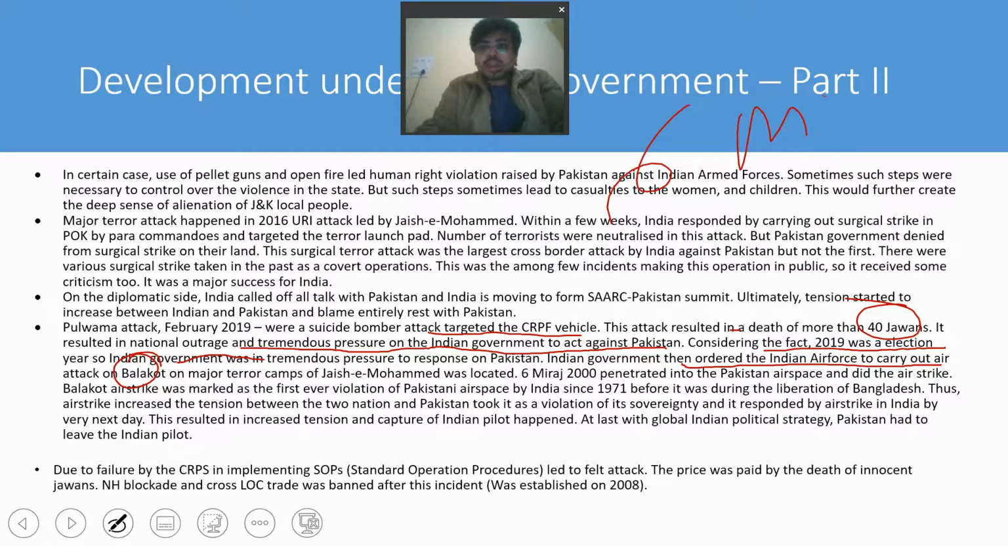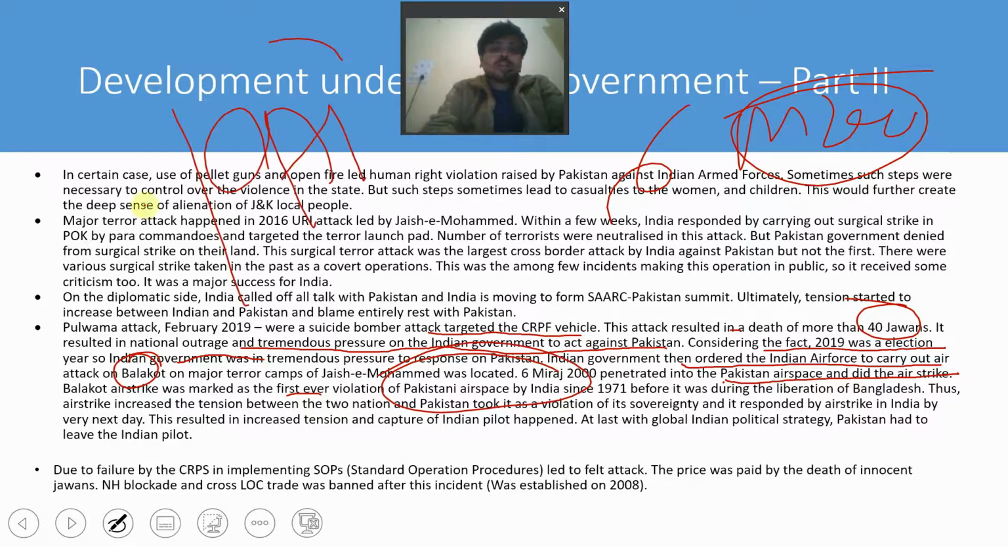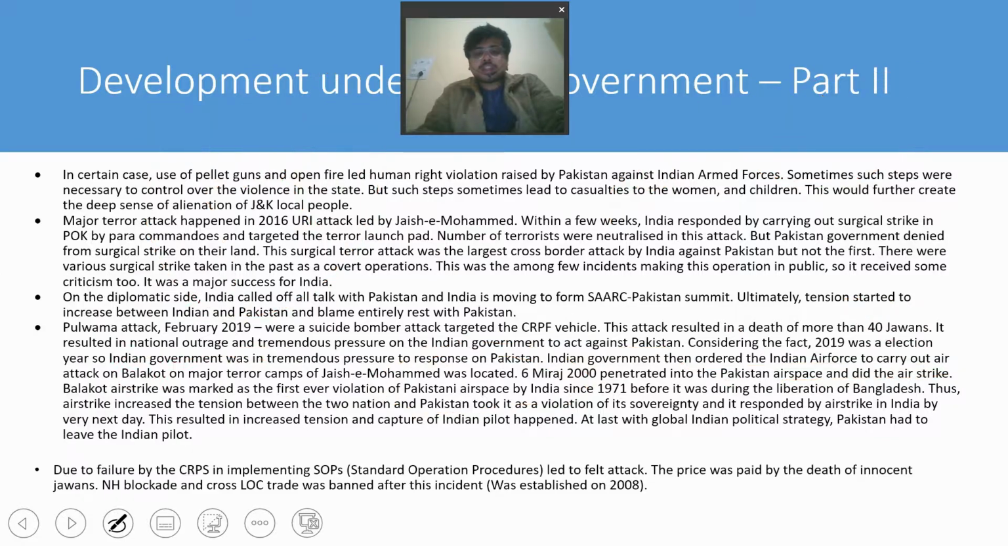Six Mirage 2000s penetrated into Pakistan and carried out the airstrike at Balakot. This airstrike was marked as the first violation of Pakistan airspace by India after 1971. 1971 was the war when East Pakistan got independence and Bangladesh was formed. After that, no such violation happened. This was the first time.